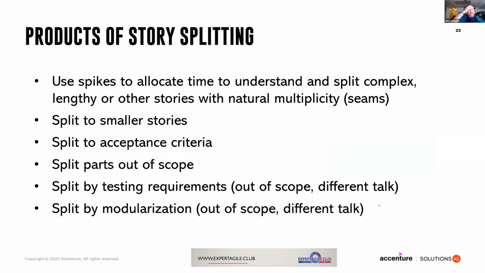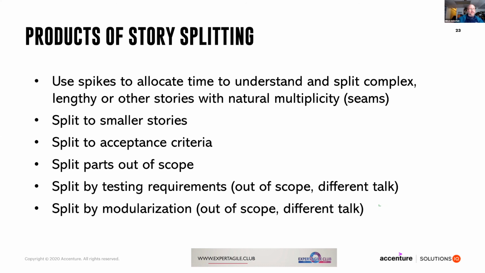So what do we end up with? What are the products of story splitting? We use spikes. Everybody should be familiar with spikes; if not, I'll explain them. A spike is a plannable increment of time, a time box that we allocate within a planning horizon, whatever it may be, to understand and split complex, lengthy, or other stories that have this natural multiplicity, that have these seams. We use spikes to take time to make our big stories small.